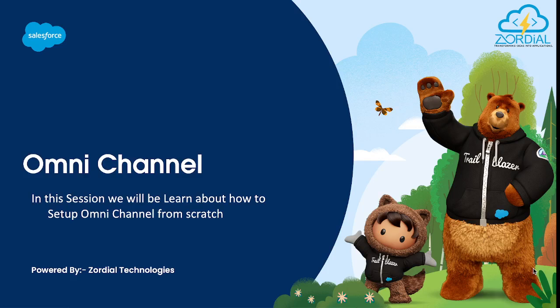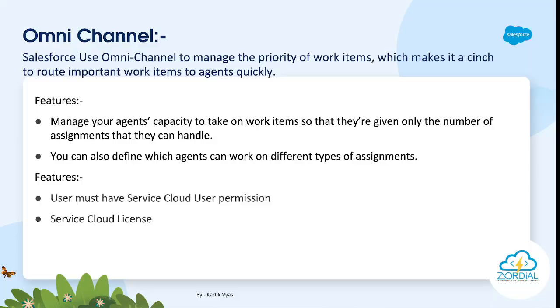In today's video, we are going to learn what Omni-Channel is and how we can set up Omni-Channel from scratch. Omni-Channel is used to manage the priority of work, which makes it easy to route important work items to agents quickly. Basically, if we have 25 cases and we have to route them to 5 or 6 agents, and we want them to work on those immediately, we can route them from Omni-Channel.